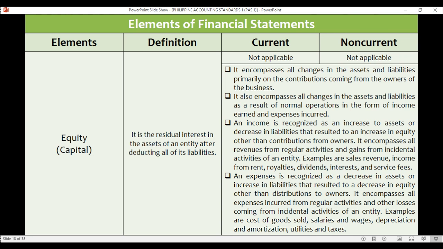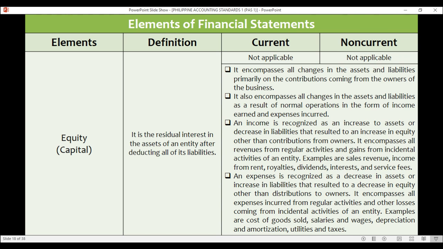Okay, an income is recognized as an increase to assets or decrease in liabilities that result in increase in equity, other than contribution from owners. It encompasses all revenues from regular activities and gain from incidental activities. Examples, we have sales revenue, income from rent, royalties, down to service fees.